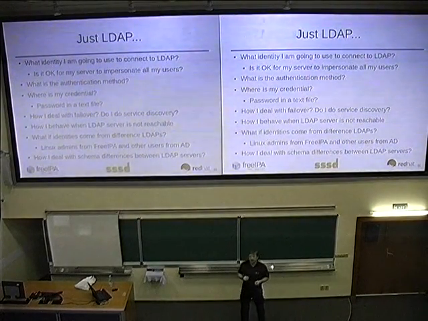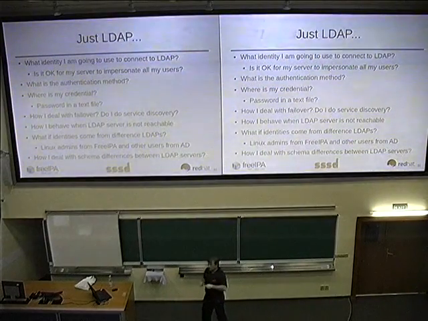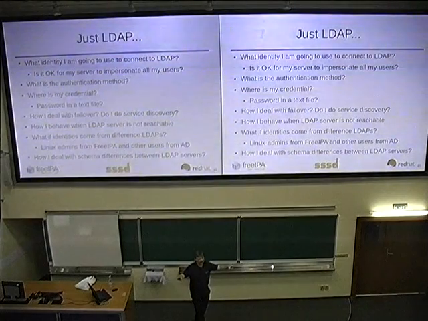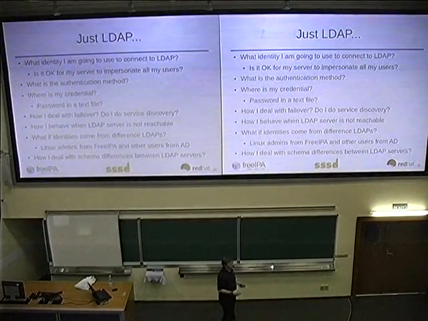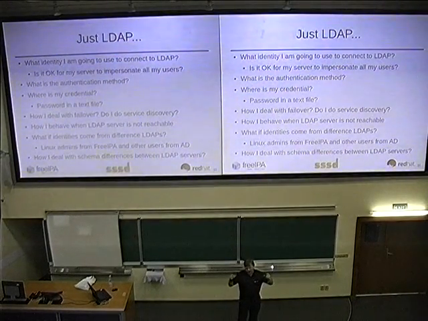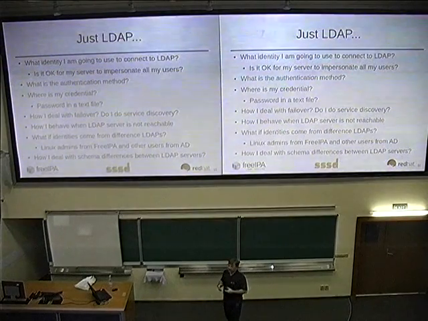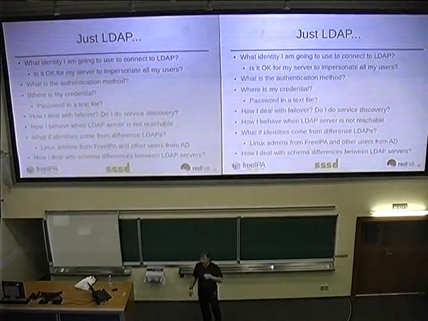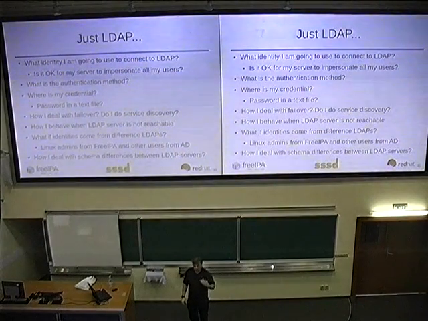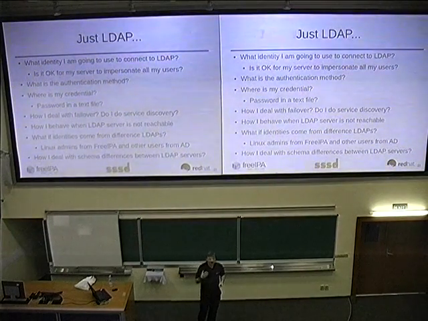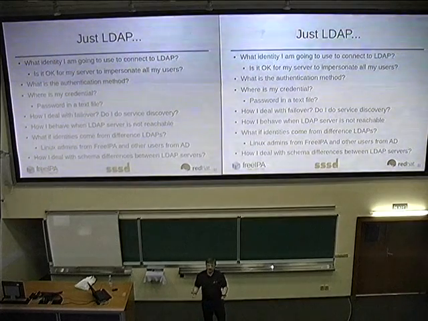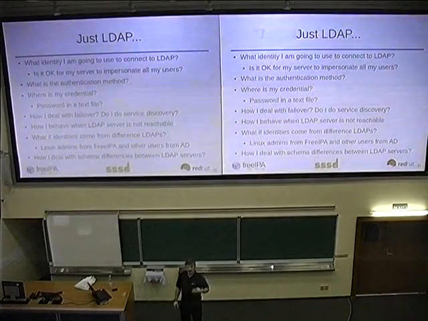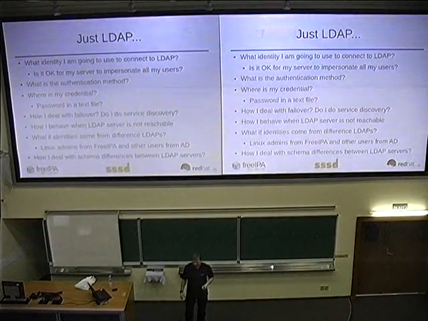But really, if you go into modern enterprises, it's not only two directories, it's multiple directories, and they might be in different relationships. They can be syncing data, they can be in trust relationships. So an application, if it wants to go the LDAP route, would need to be capable of implementing all this complexity.